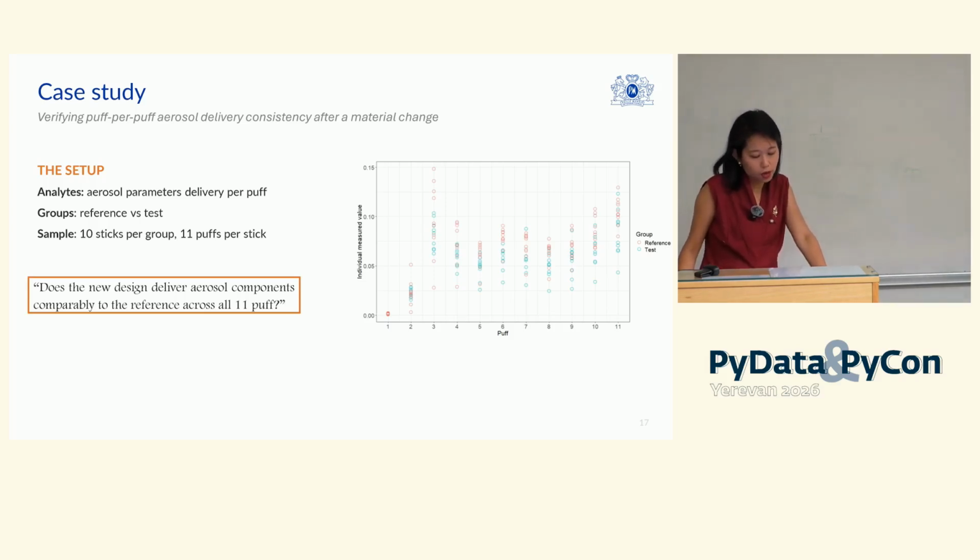Then the question comes: does the new design deliver aerosol components of our tested products that we can consider comparable to our reference product? And you can see here, if you're just ignorantly applying a linear regression, you will ignore this movement where it goes up a bit, goes down, and then goes back up again at the end of the experience.